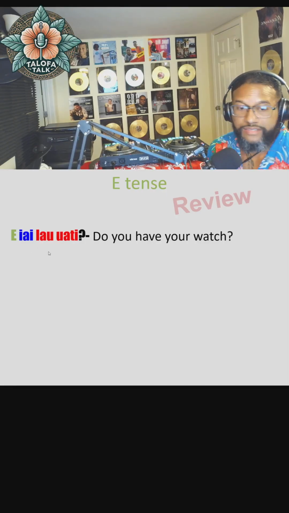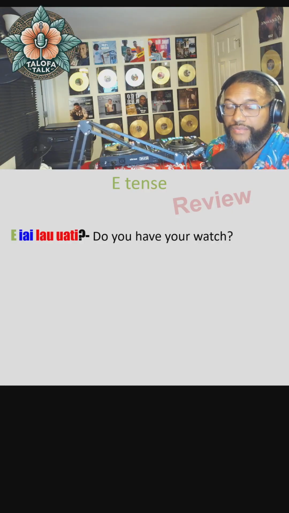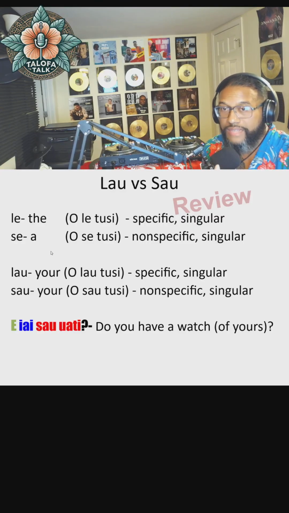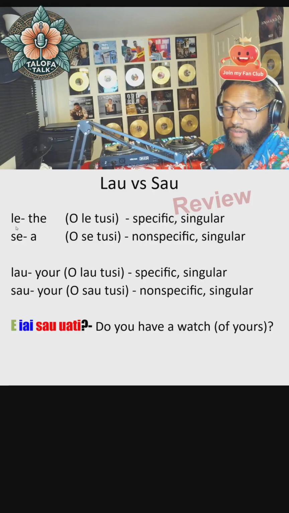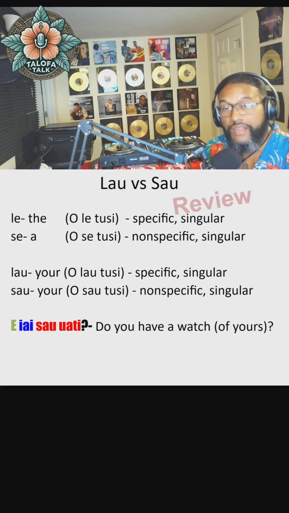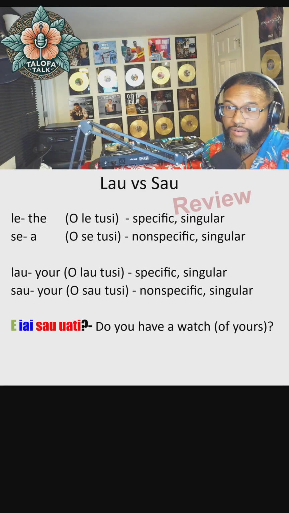So they know the watch that I'm talking about. I don't have my watch here, but the person asking knows the watch I'm talking about, and I know the watch. They're talking about a specific watch. Now here's the difference between lao and sao. We can break it down like the difference between le and se. If somebody says oletusi, this is back to week number 1, that's a singular specific tusi. Tusi, we just talked about this, means book. I'll come back to the question.